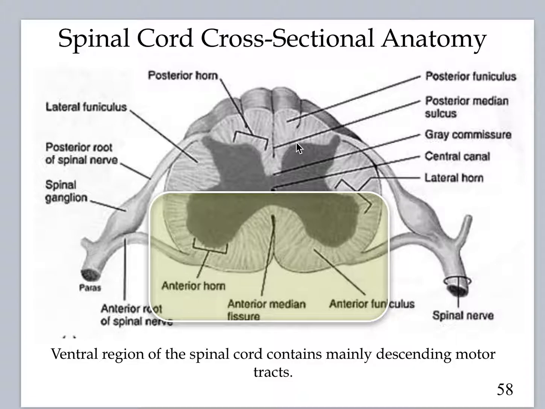The anterior part of the spinal cord is the motor portion. Here's some anterior horn. That's where the motor nerve cell bodies are. They send the axons down through this ventral root here, and they join with the sensory nerves to form a mixed spinal nerve. Mixed nerve meaning they have both motor and sensory nerve fibers.